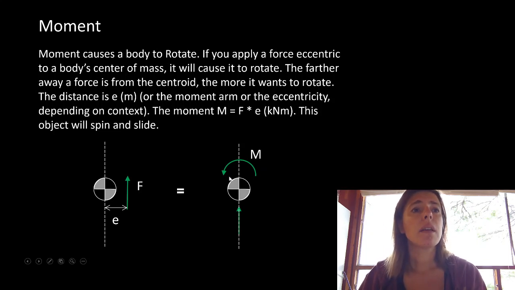So this object here, you can see we have a force right here, and we're some distance apart from our centroid. So you could rewrite this system as a moment causing it to spin, where the moment is force times eccentricity. But we still have this force right here acting on it. So this object is going to try to spin and slide. And you can see here, this force would have caused this to spin and slide simultaneously.